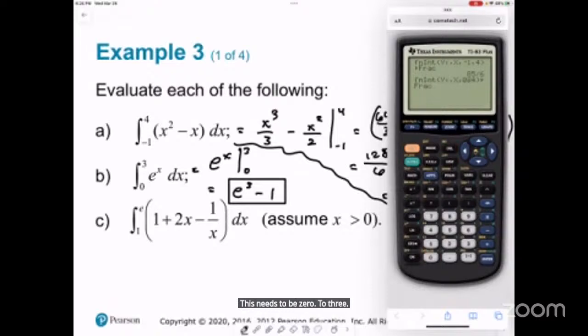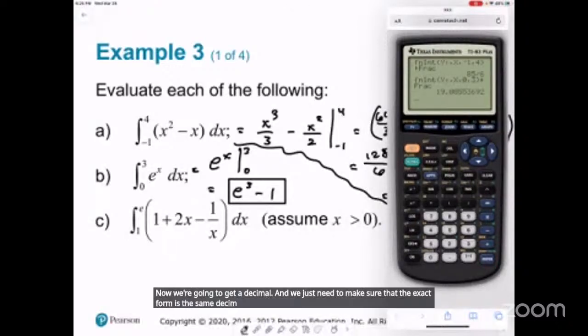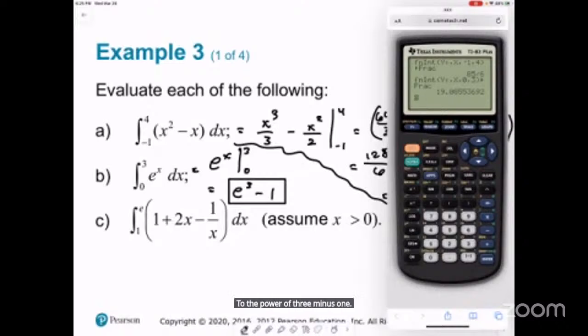Now we're going to get a decimal. And we just need to make sure that the exact form is the same decimal. So what we're going to do is say e to the power of 3 minus 1. And we should get the exact same decimal. Right? So we got it.